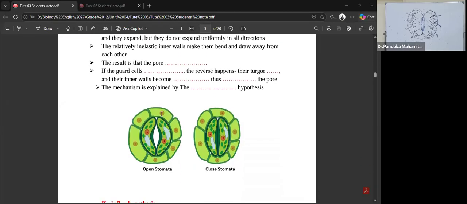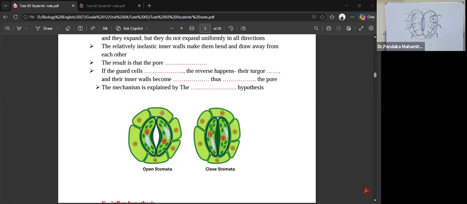If the guard cells lose water, the opposite happens, right? So what we wrote now is what happens when water flows into the cell. Now, what happens if the guard cells lose water? If the guard cells lose water, the reverse happens. Their turgor decreases.